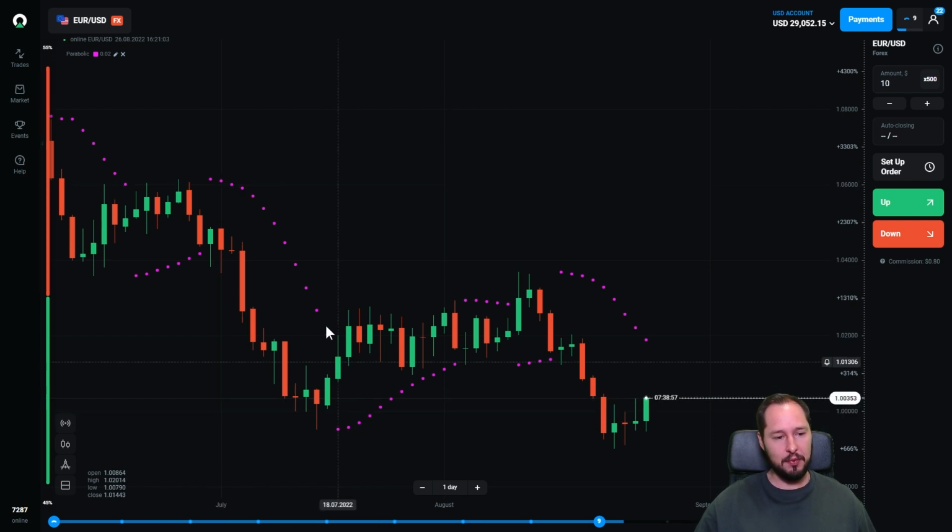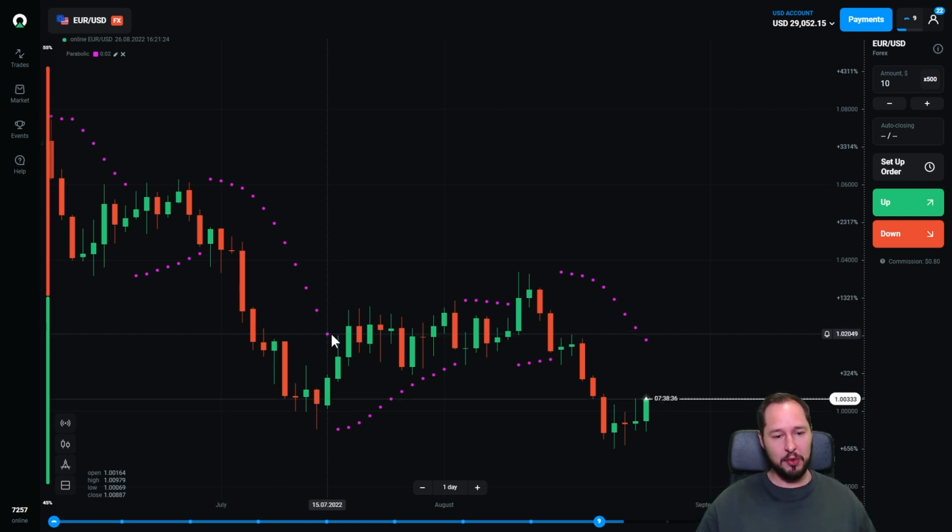And as you can see, from time to time it's flipping its direction. In this case, it was higher than the chart, and then it became lower than the chart. I'm going to explain how it happens, and this is one of the main signals from the indicator which we're going to use in trading.